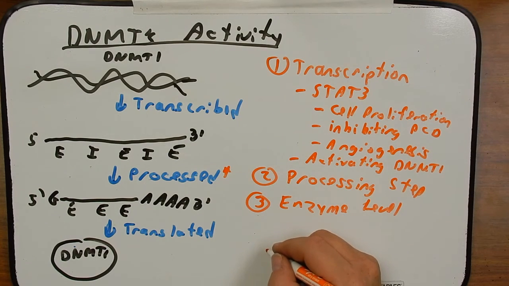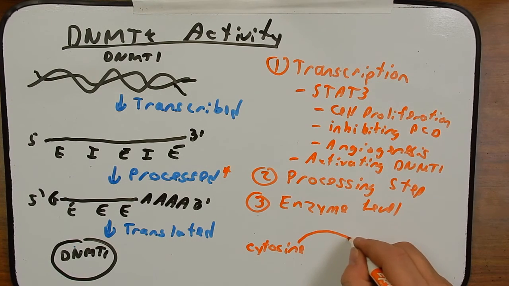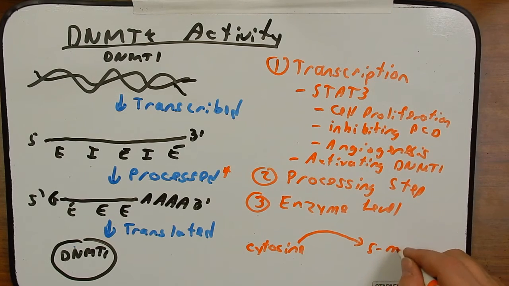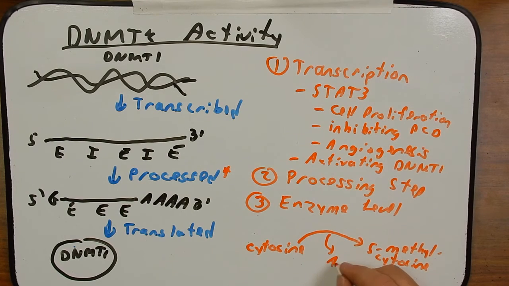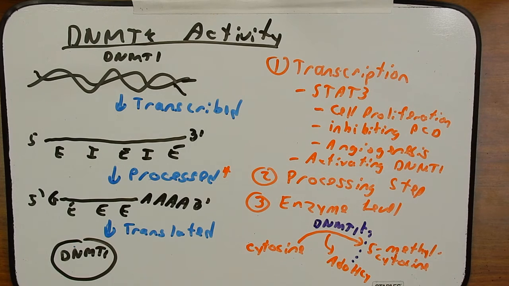What I do want you to know, because this is an important biochemical regulation pathway, is that when cytosine is converted into 5-methyl cytosine, it creates as a byproduct AdoHcy. AdoHcy inhibits DNMT1, and it does so in a competitive manner. So I'm going to write competitive inhibition. And I think it's worth mentioning what that means.